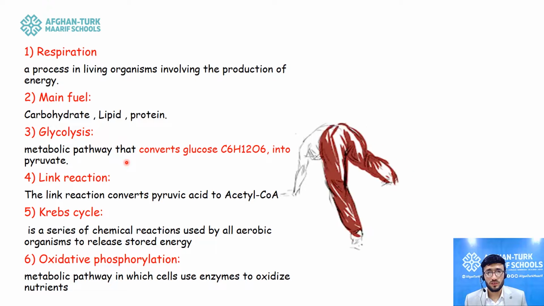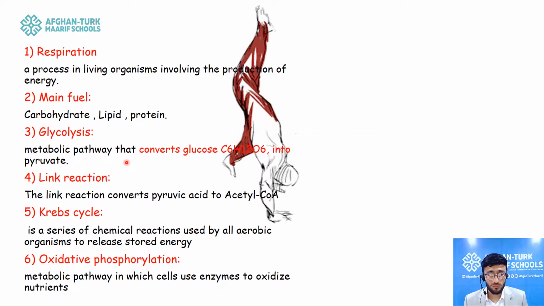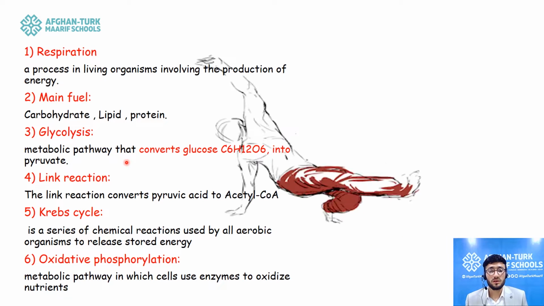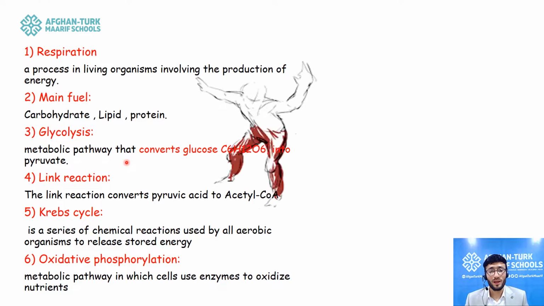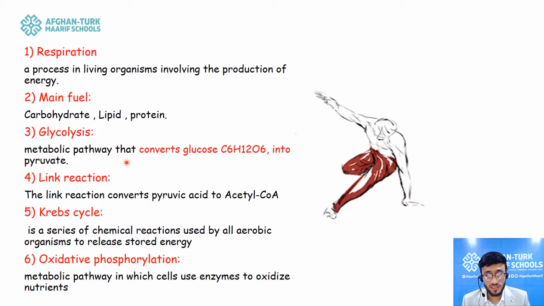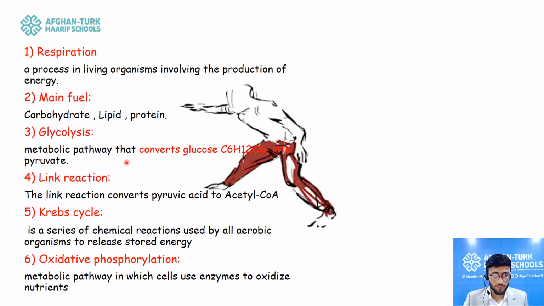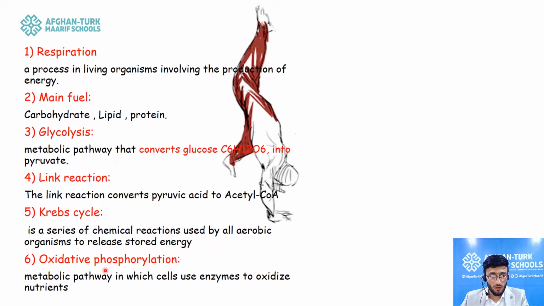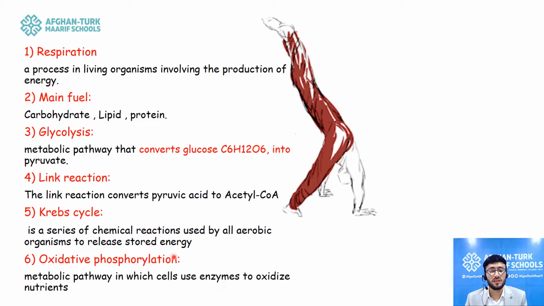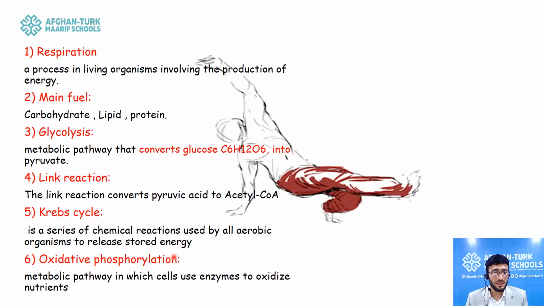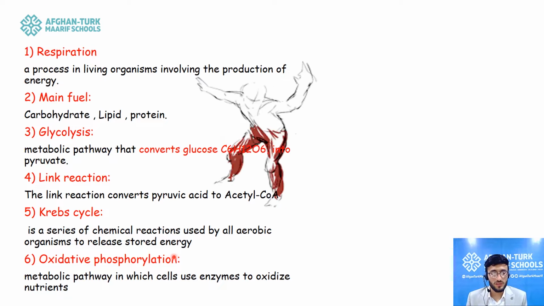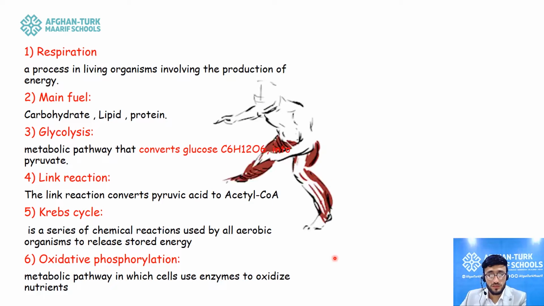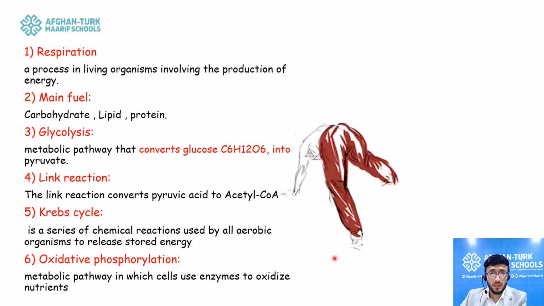The second step of cellular respiration could be thought of as a link reaction. A link reaction is when pyruvate, or pyruvic acid, will convert into acetyl-CoA. Also, the third step is called the Krebs cycle, which is a series of chemical reactions used by all aerobic organisms in order to release their energy. And the final step of cellular respiration is called oxidative phosphorylation, in which cellular respiration ends up with more ATPs.